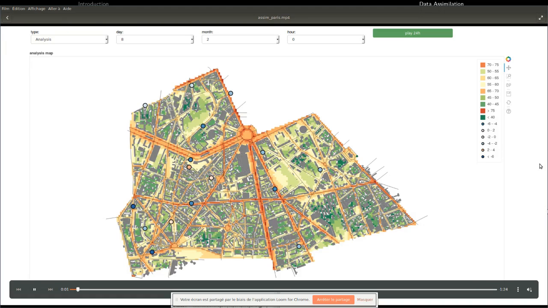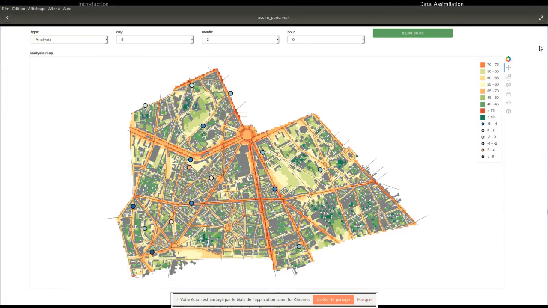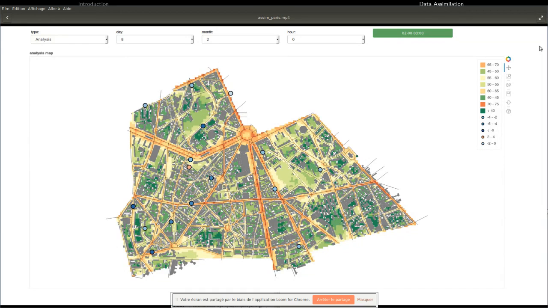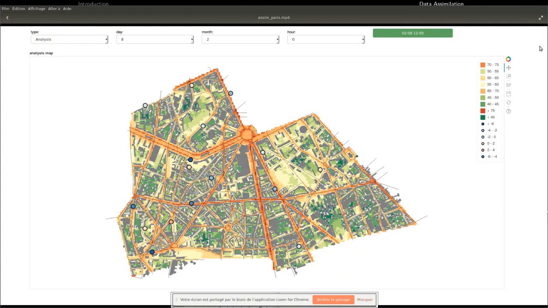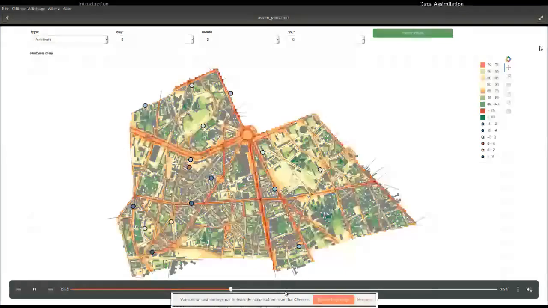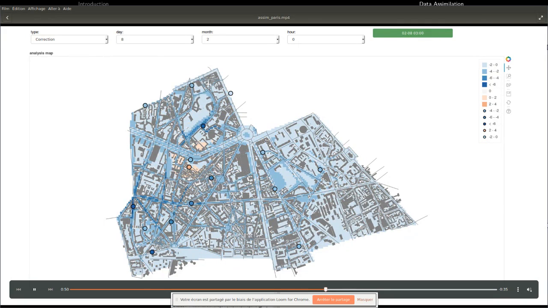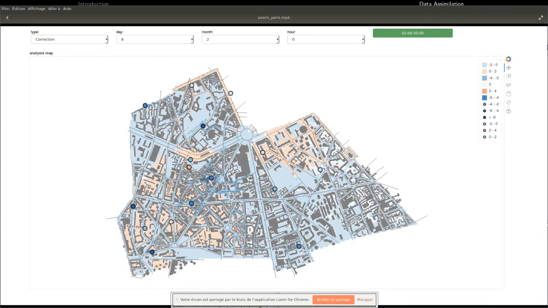So here you can see how the noise map evolves with the variation of the observed points in 24 hours. The bluer the points are, the more negative the error is, and the redder the points are, the more positive the error is. Then you can see here the correction, how the correction evolves as well. So here we can see that where there is a huge difference between the observed and predicted points, the error is propagated across the road network, and the same if the error is negative.